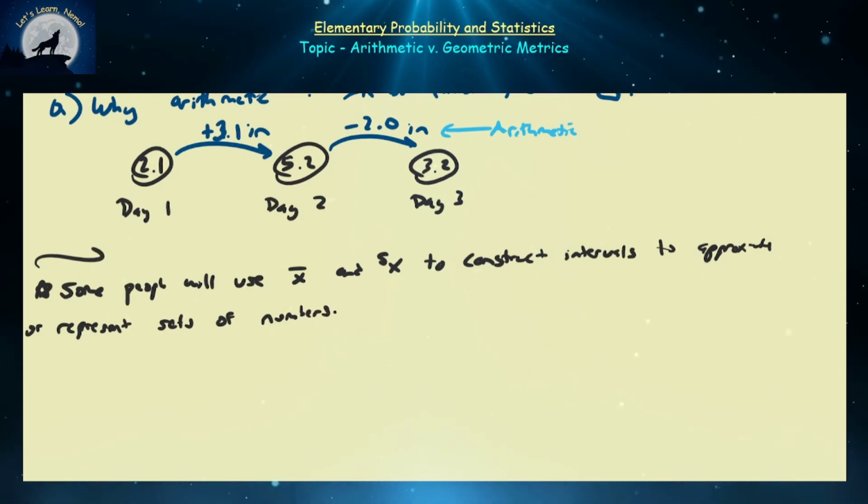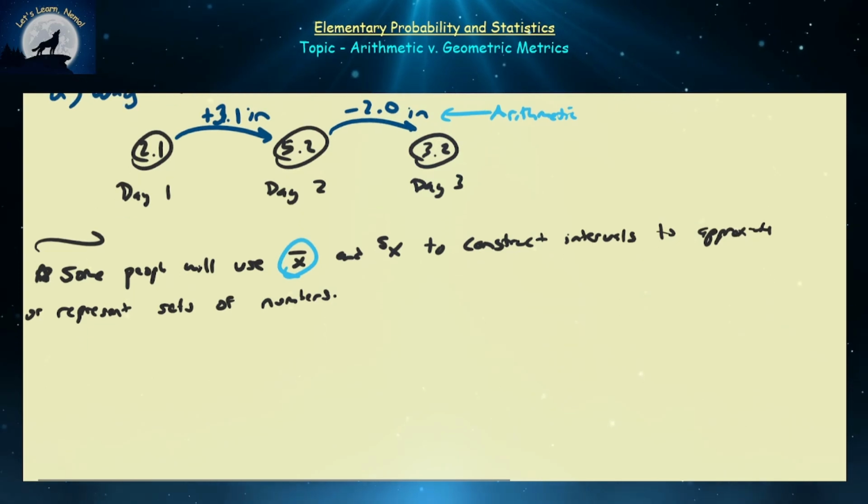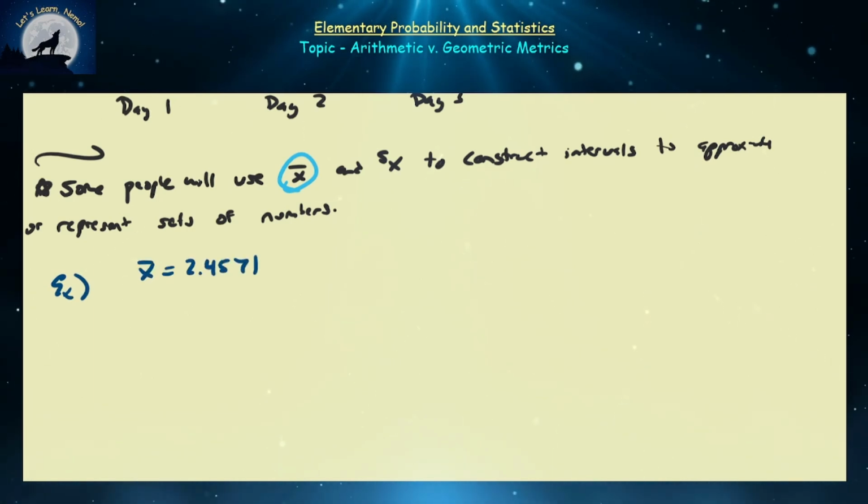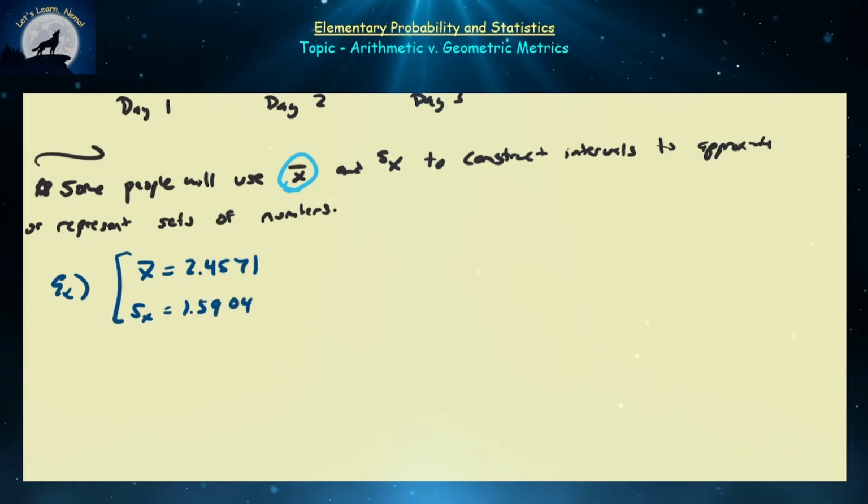Most importantly, in statistics, we use x bar to estimate the population mean mu, and we use the standard deviation of our data set to construct what is called margin of errors for our quote-unquote confidence intervals. So for our particular example, x bar was equal to 2.4571, and the standard deviation was equal to 1.5904. So what we can do is build an interval around x bar that is of size twice as much as the standard deviations or some scalar multiple thereof.